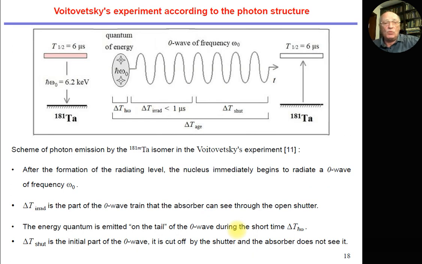From this point of view, the Vladimir experiment scheme is as follows. After the formation of the radiating level, the nucleus immediately begins to radiate a zero wave of frequency omega 0. Delta T radiate is the part of this zero wave, the wave train, that the absorber can see through the open shutter. The energy quantum is emitted on the tail of this zero wave during a short time delta T h omega. Delta T shutter is the emission part of this zero wave. It is cut off by the shutter and the absorber doesn't see it.